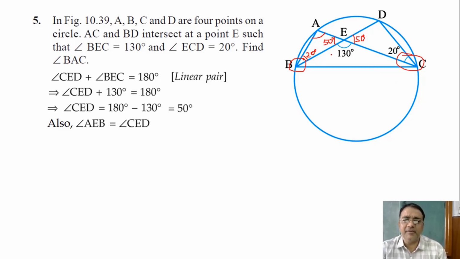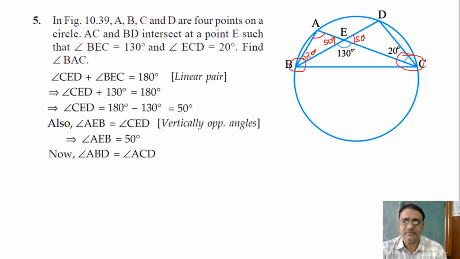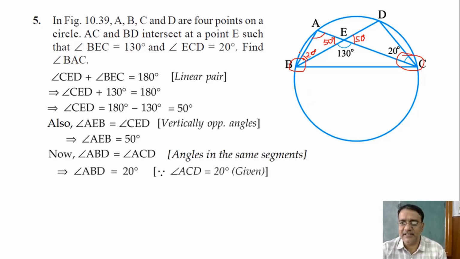Angle AEB is equal to CED, vertically opposite angles. So this angle is equal to 50 degrees, and these two angles are also equal. Angles in the same segment. So this angle is equal to 20 degrees. Okay.